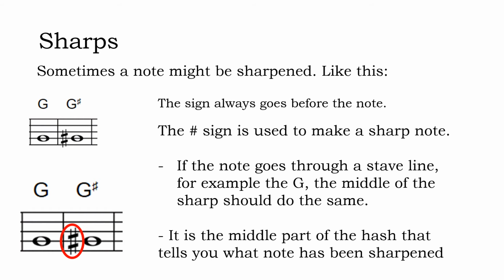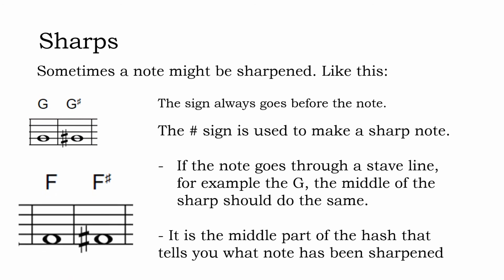If the note goes through the stave line, for example, like the G, the middle of the sharp should do the same. So we can see with the G sharp, the G note goes through a stave line and the middle of the hash also goes through the stave line. It's the middle of the hash that tells you what note has been sharpened. So here's another example. We can see F. Now F goes in between stave lines, and similarly the middle of the sharp also goes between the stave lines.